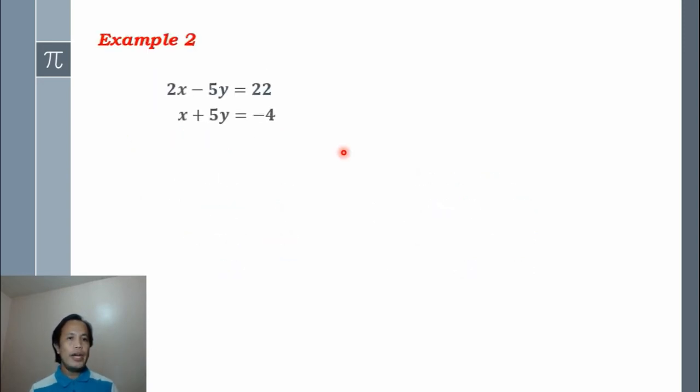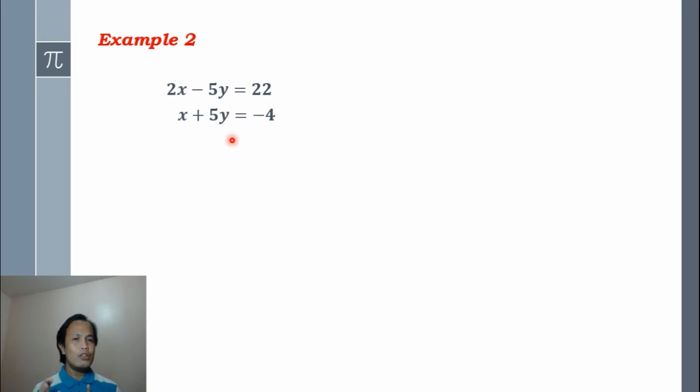For example, we are given a set of equations: 2x minus 5y equals 22 for the first equation, and x plus 5y equals negative 4 for the second equation. Unlike the first example wherein the numerical coefficients of y were different, in this example, our numerical coefficients of y are similar. So we have 5y and also 5y.